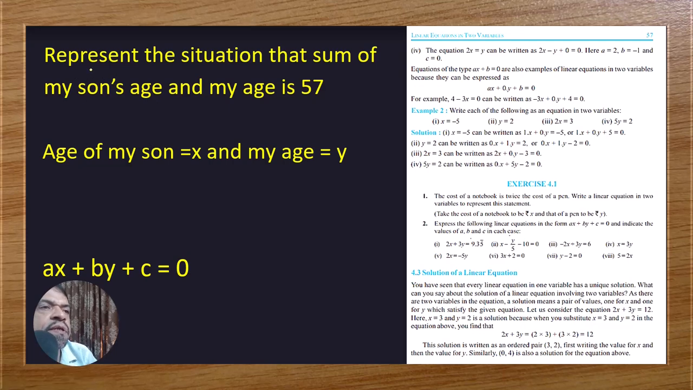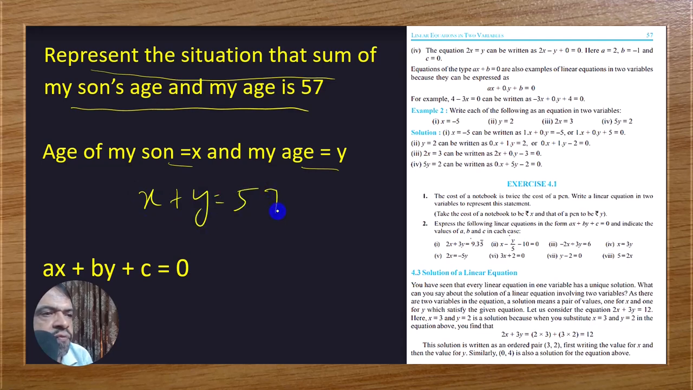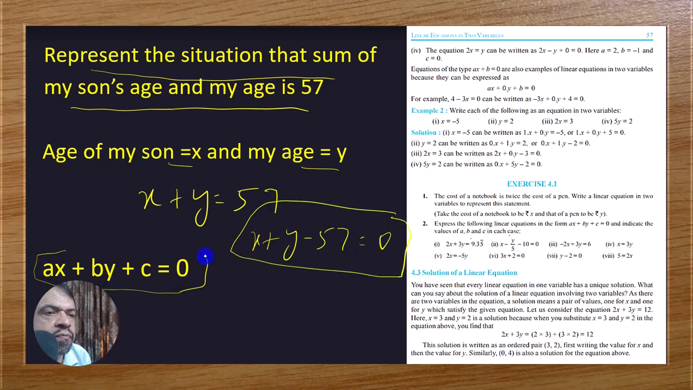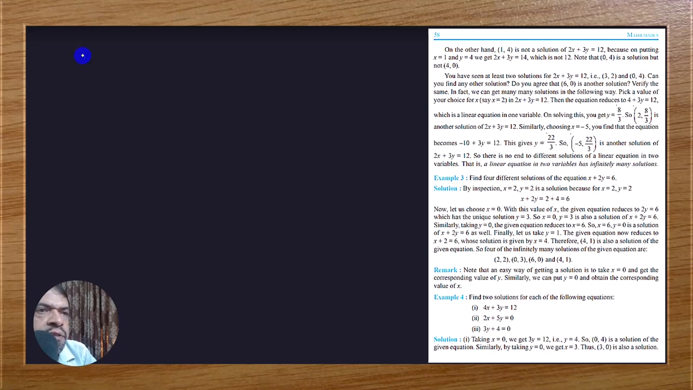Now represent the situation that the sum of my son's age and my age is 57. Son's age is x and my age is y. So x plus y is equal to 57. This is a very simple example, just as I explained to you. Situational problems also come in examination. We have to arrange these words in mathematical form. x plus y is equal to 57. So in the standard form we will write x plus y minus 57 is equal to 0. If we compare with the general form, A is 1, B is 1, C is minus 57.